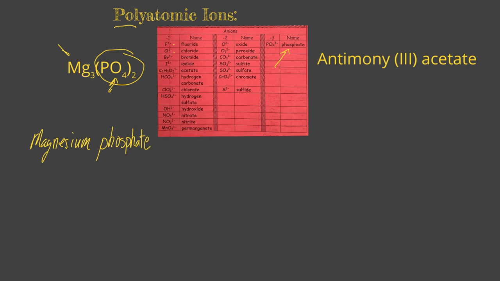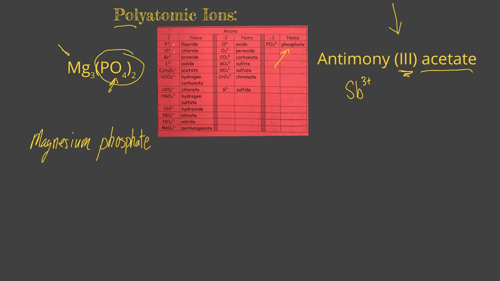Now going here on the other side, where I've got antimony 3 acetate, and again this is right off of your packet. So antimony is Sb, and since it's got a Roman numeral of 3, the charge is 3 plus, and then I've got this acetate for my anion. I just have to look on my sheet.